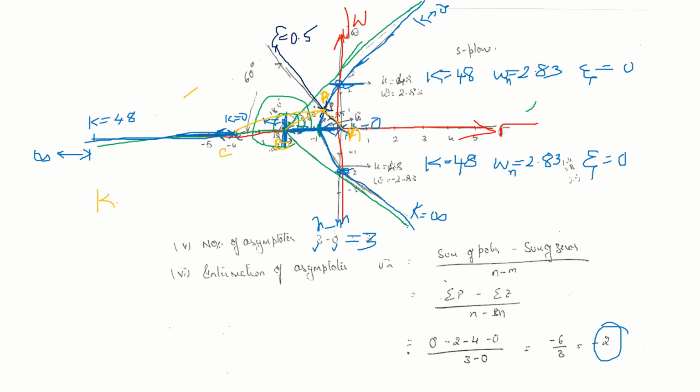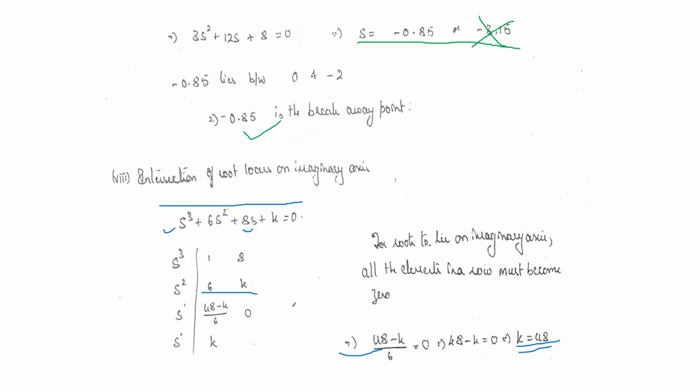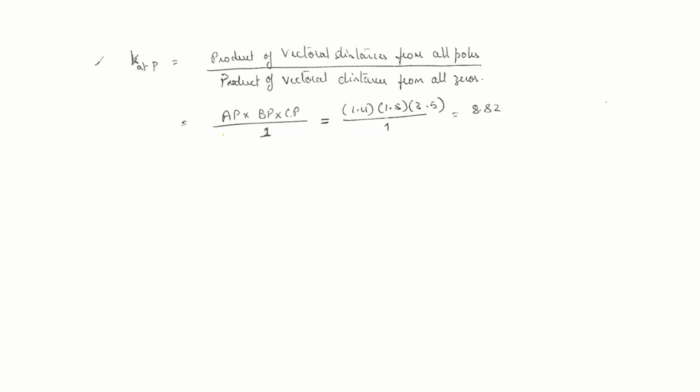K should be the product of the vectorial distances, that is PA into PB into PC. There are no zeros, so simply put 1. Measure these values, substitute, and you will get the K value. That becomes 8.82. That is the K value. So K is equal to 8.82 for zeta equal to 0.5.